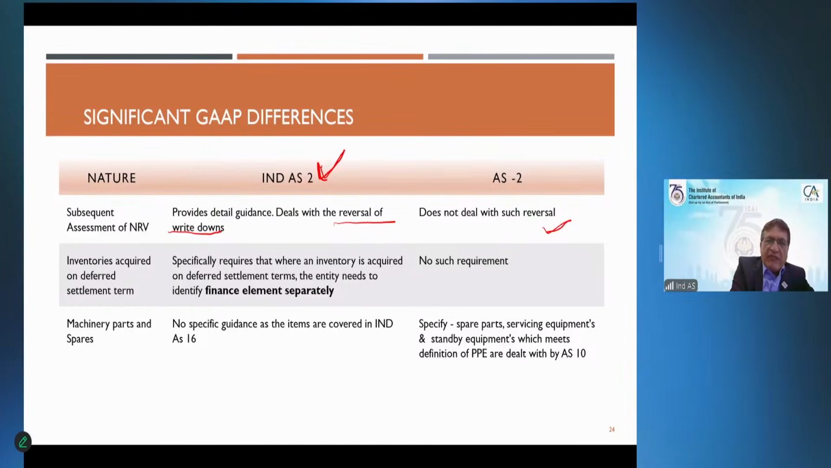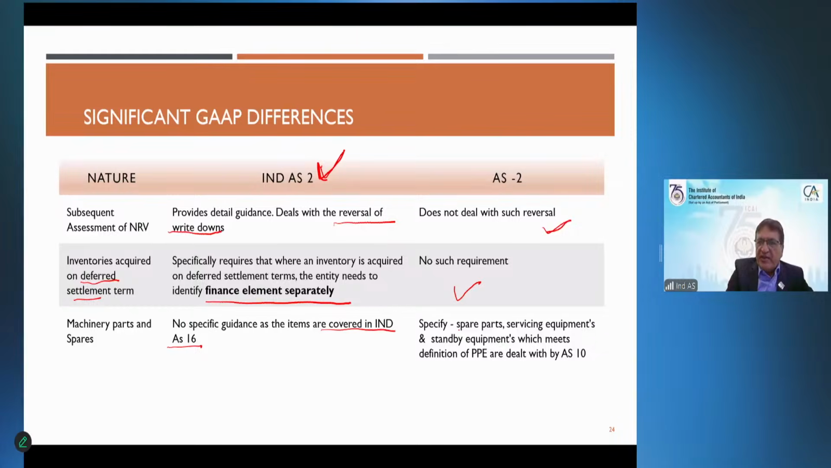Inventory acquired on deferred payment system: the finance element has to be separated. There is no such requirement in AS 2. The guidance is not given. No specific guidance is given for items covered under Ind AS 16, that is PPE.